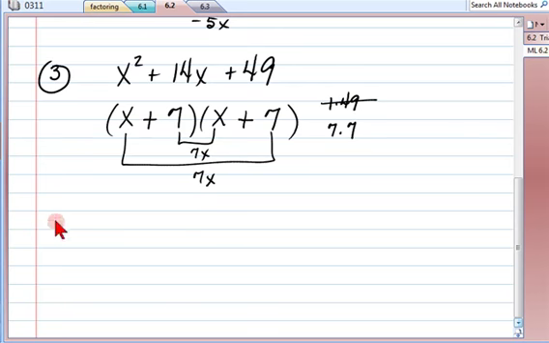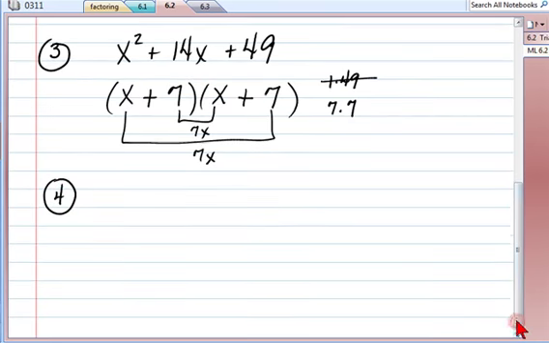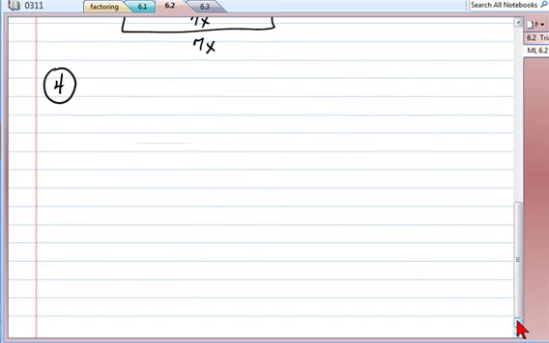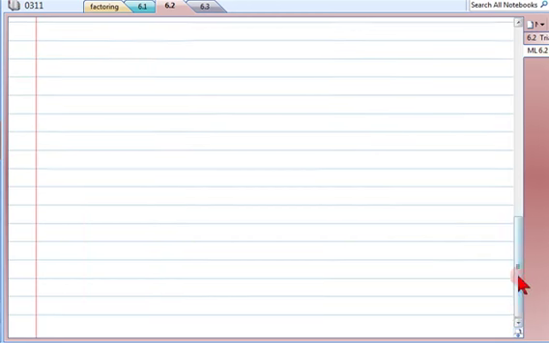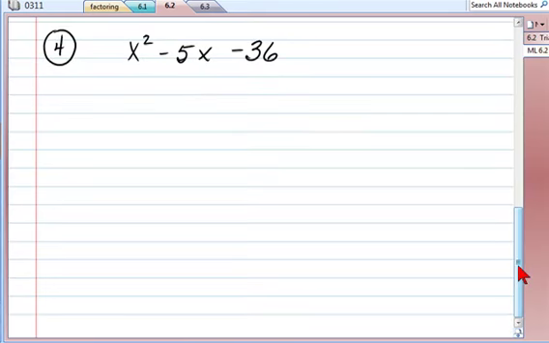All right, number 4. We have x squared minus 5x minus 36. All right, is there a common factor? And by the way, before this lesson ends, the answer to something will be yes. Okay, but it's a no over and over as we start.